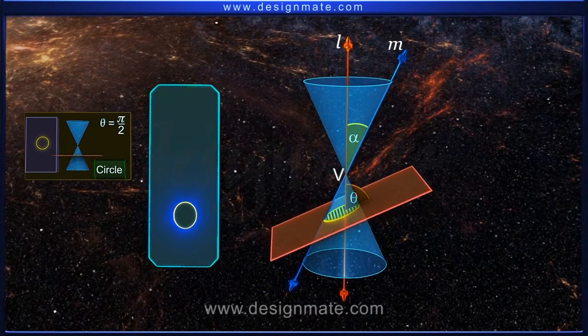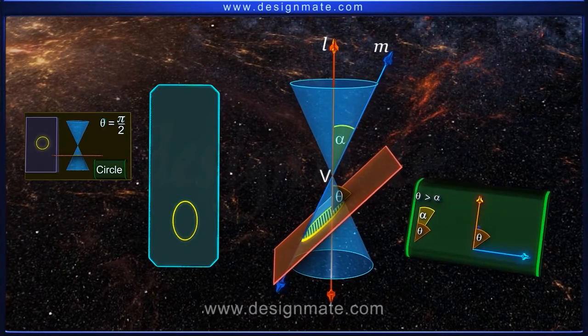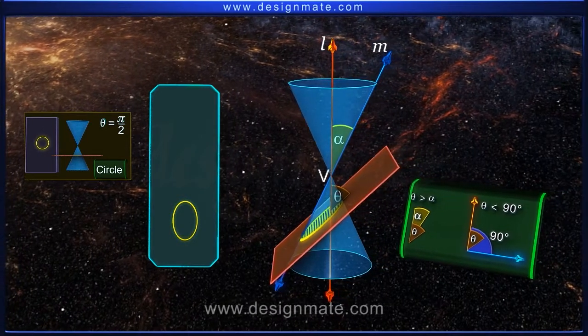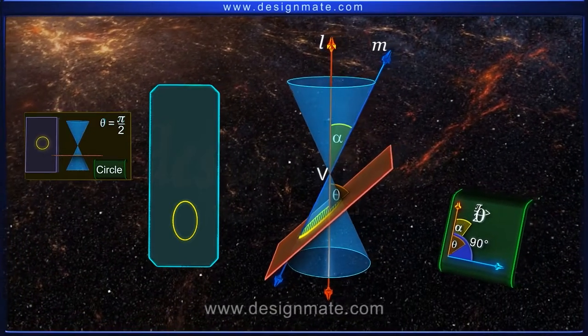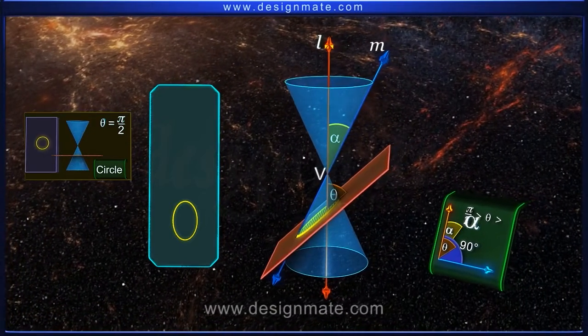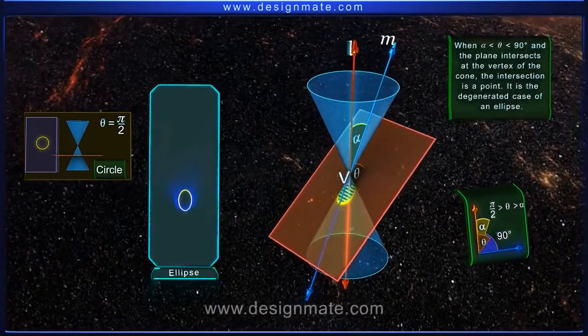Now, let the plane cut the cone at an angle greater than alpha and less than 90 degrees to the axis. That is, pi over 2 is greater than theta, is greater than alpha. The curve formed is called an ellipse.